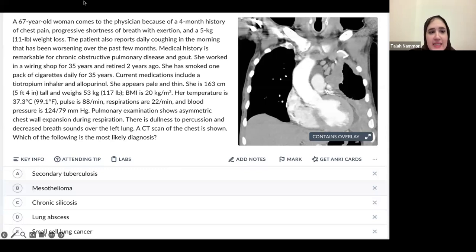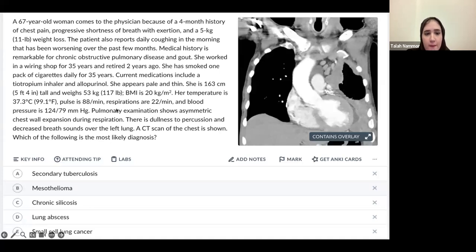Okay, let's go. A 67-year-old woman comes to the physician because of a 4-month history of chest pain, progressive shortness of breath with exertion, and a 5-kilogram weight loss. The patient also reports daily coughing in the morning that has been worsening over the past few months. Medical history is remarkable for chronic obstructive pulmonary disease and gout. She worked in a wiring shop for 35 years and retired 2 days ago. She has smoked. Her medications are whatever.